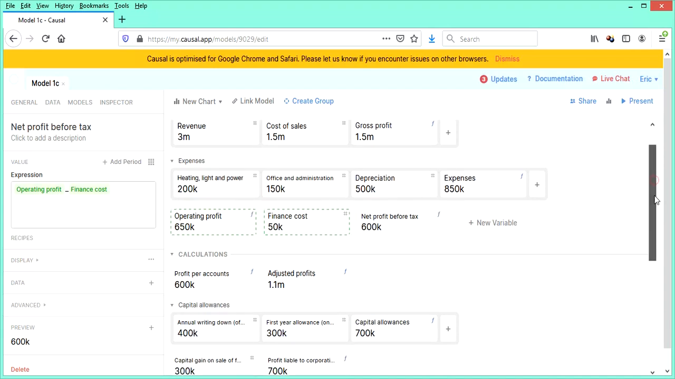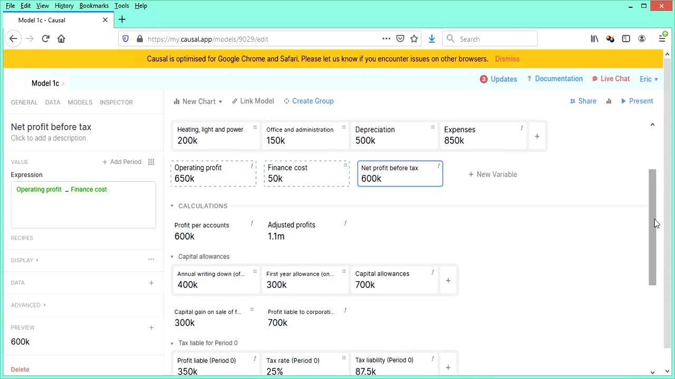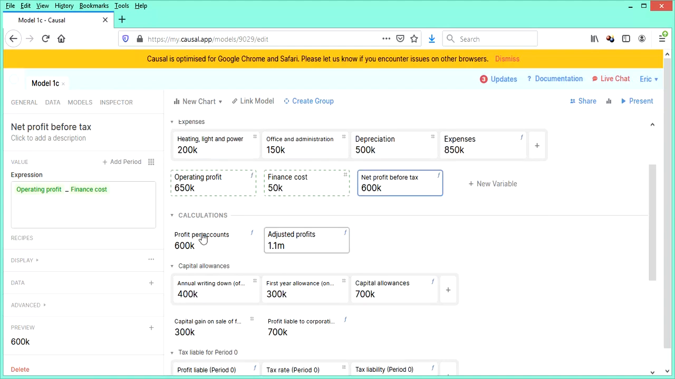Next, we look at the calculations for the tax. The profit per accounts is just the net profit before tax, which is 600k, and in order to calculate tax, we need to add back on the depreciation. So the adjusted profits is the profit per accounts plus depreciation, which is 1.1 million pounds.